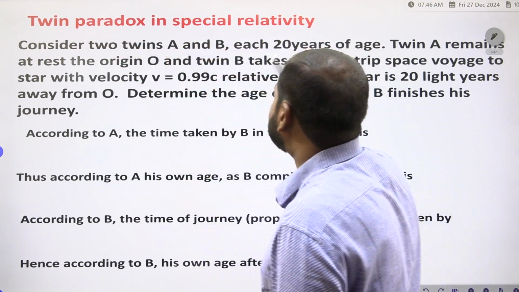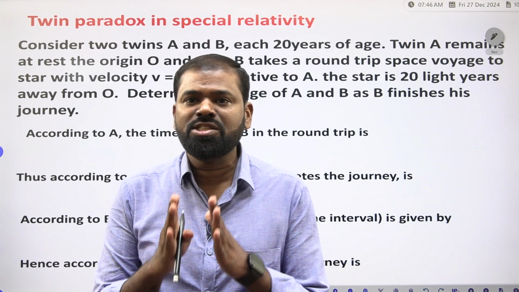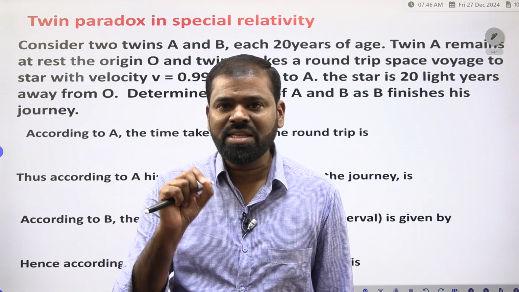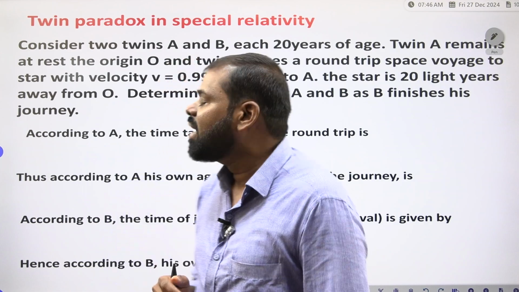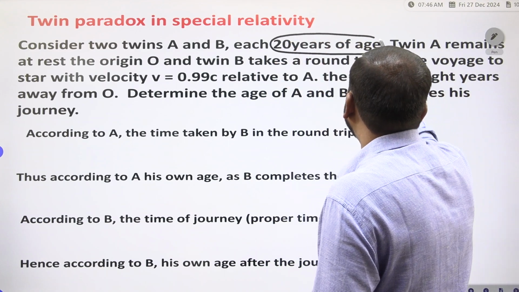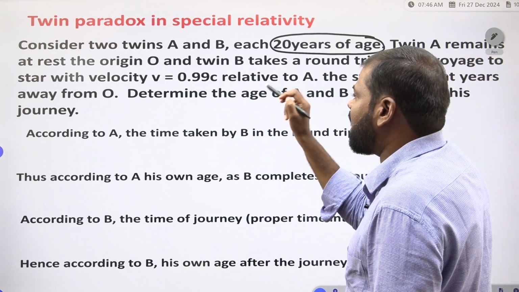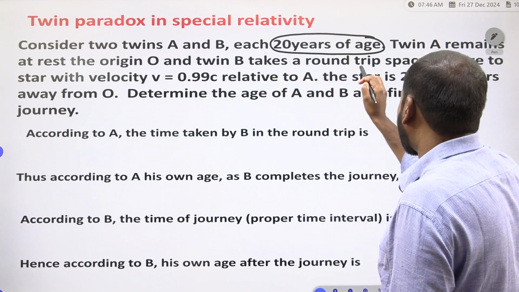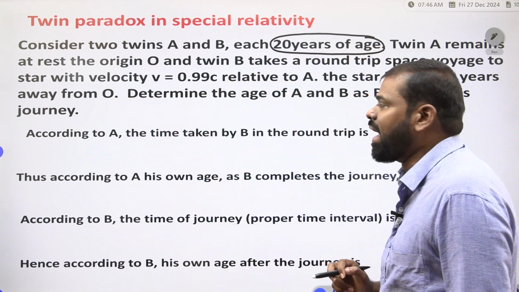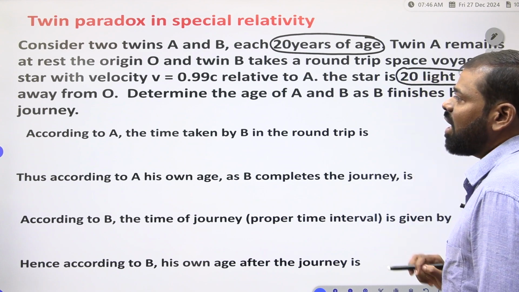So, the twin paradox in special relativity. What is the twin paradox in special relativity? Once we see the main objective of the twin paradox, consider two twins A and B, each 20 years of age. Twin A remains at rest at the origin O, and twin B takes a round trip space voyage to a star with velocity v equal to 0.99 c relative to A. The star is 20 light years away from O.